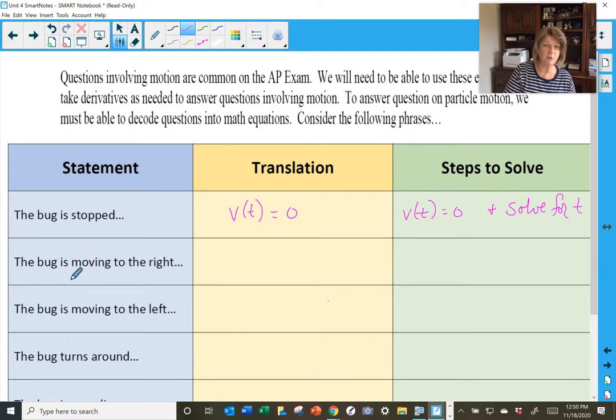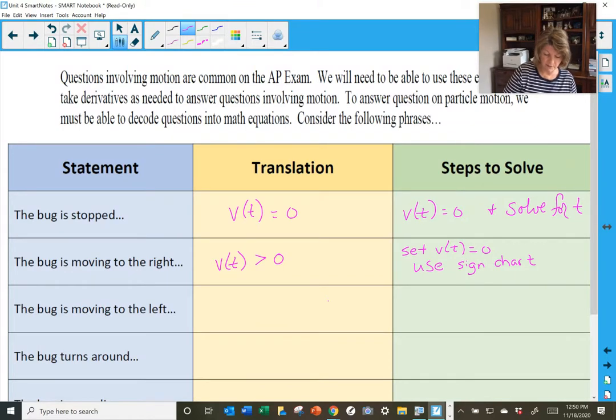The bug is moving to the right. Well, that is based on velocity. So I need to know v of t when it's greater than 0. So I would set v of t equal to 0 and then use a sign chart. I'd find the t values that make it 0, and then use the sign chart so that I can figure out when the velocity was positive and when it was negative. You'll understand more once we get going.